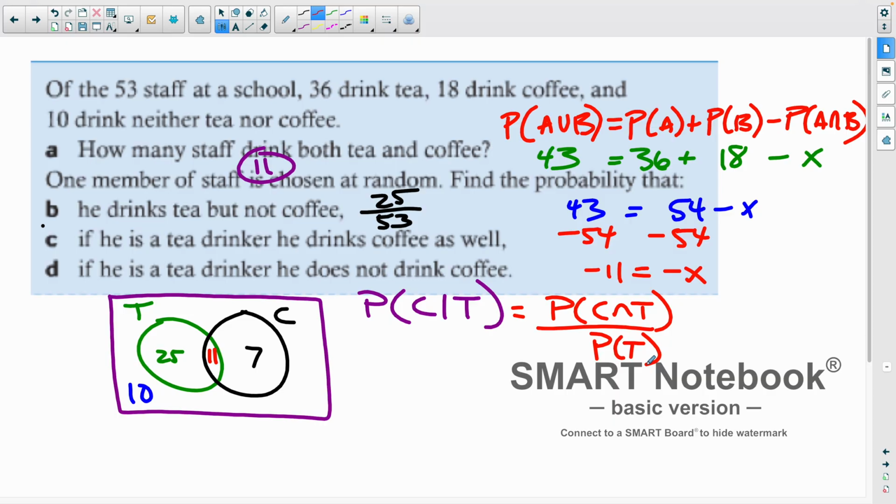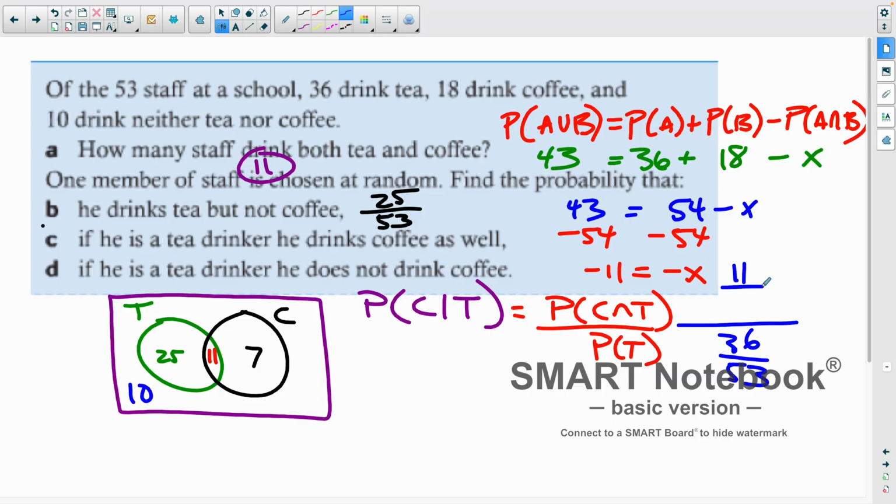36 out of 53. So 36 out of 53 is the probability that I'm a tea drinker. What is the probability that I drink both? 11 out of the 53.